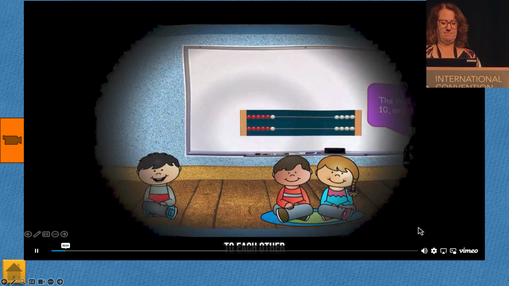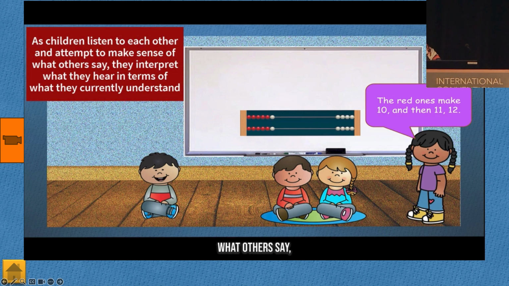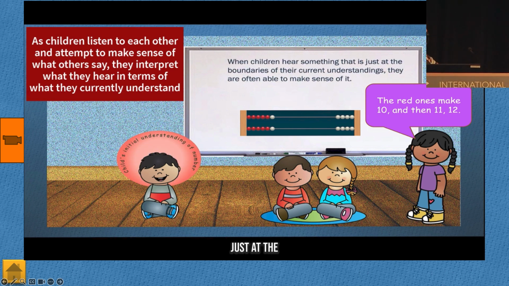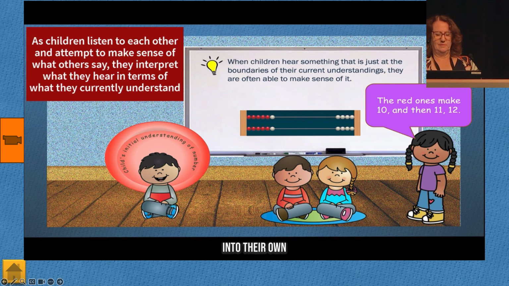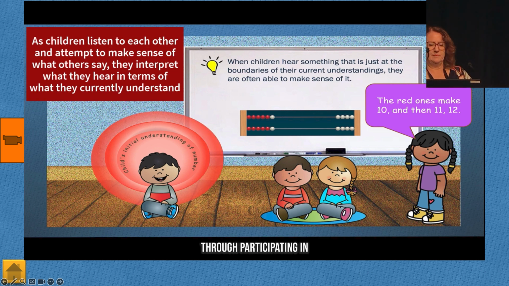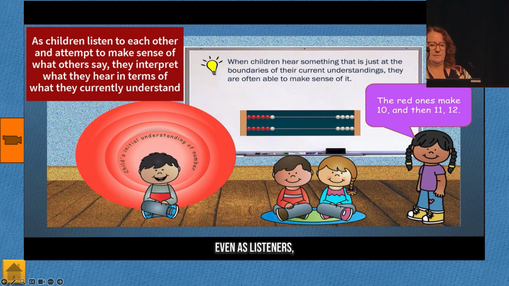Erna wanted to follow this up, and this is what she says. As students listen to each other and attempt to make sense of what others say, they inevitably interpret what they hear in terms of what they currently understand. And when children hear something that is within or just at the boundaries of their current understandings, they are often able to make sense of it and incorporate that thinking into their own. In this way, through participating in the discussion, even as listeners, students are able to advance to new levels of understanding.